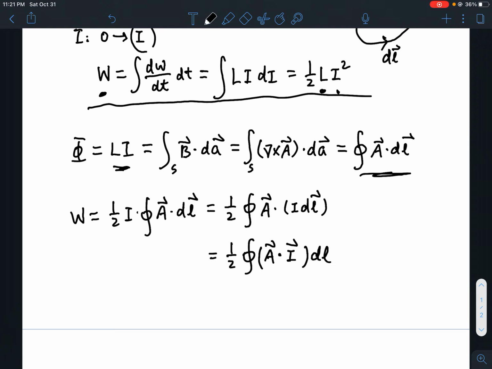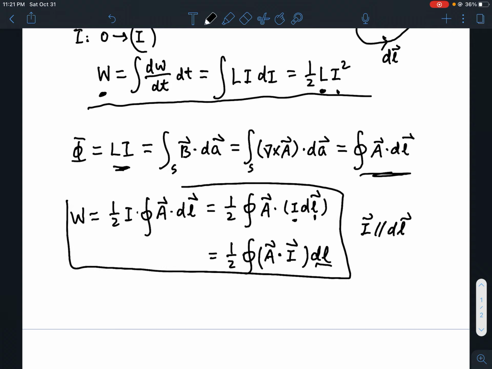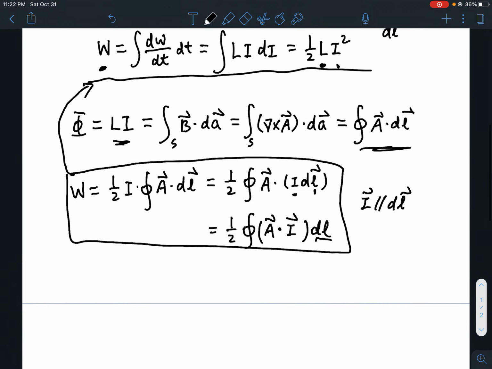As I said, the I direction is really parallel to the dL direction. So we just move this direction to this I, and we integrate over dL. So this is the equation that is equivalent to this. It looks more complicated, but the reason we wanted to do this is we can easily extend this for the surface current and the volume current. Here, of course, is for the line current.